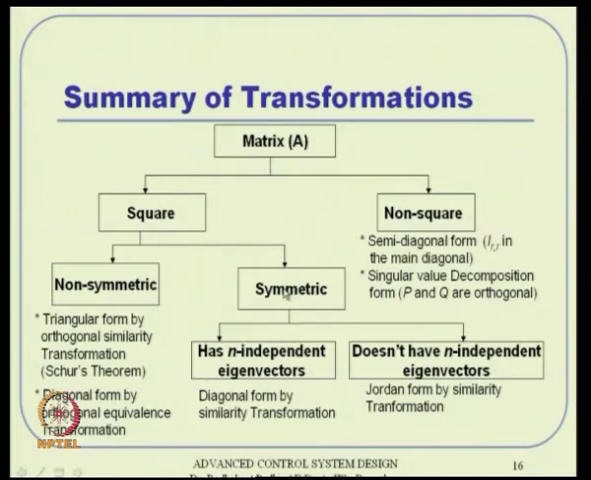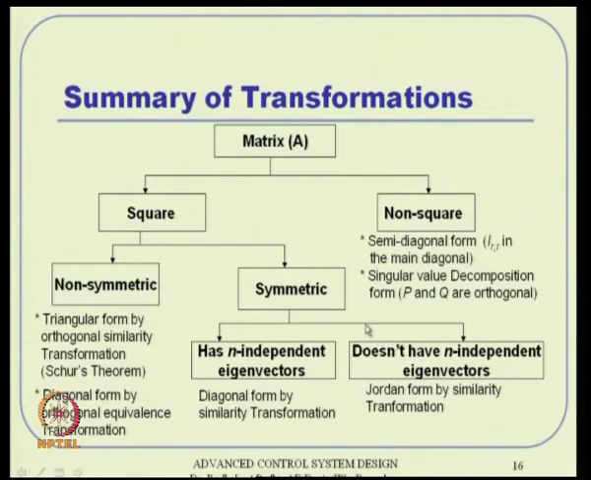Now, what if the matrix is square and symmetric? It is a square as well as symmetric matrix. In that situation, it can have n linearly independent eigenvectors, or it need not have that. If it has n linearly independent eigenvectors, I can reduce it to diagonal form by similarity transformation, where the diagonal elements are nothing but eigenvalues. If that is not possible, then I will end up with Jordan form by similarity transformation. And what is Jordan form?